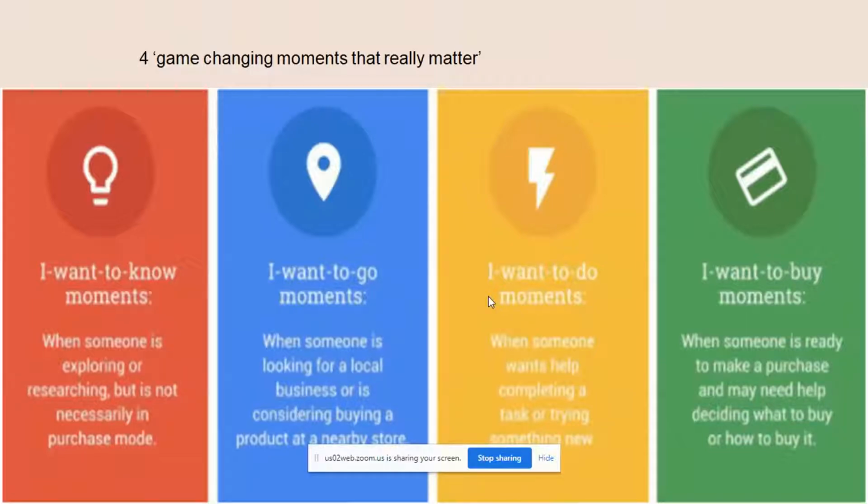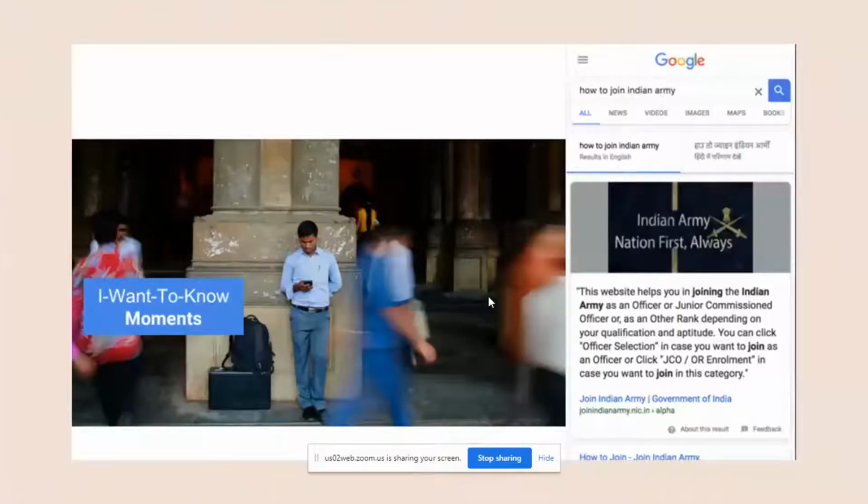So these are 4 game-changing moments. Now these moments can be applied to any field. I am talking right now about brands, about the advertising and marketing field. But even the army has these moments, and they are leveraging all those moments. Say, for example, if we talk about the Indian Army, there are moments like the I-want-to-know moment.